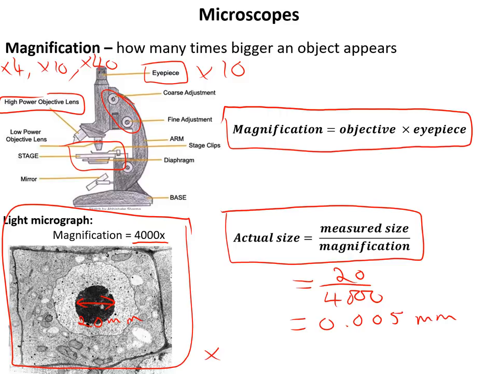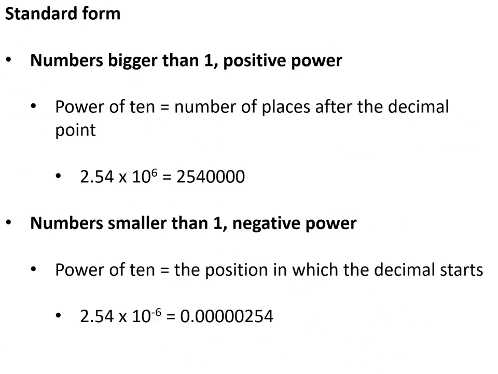We might want to times that by 1,000 to convert it into micrometers. So that would come to 5 micrometers. You need to be comfortable with numbers presented in standard form, which is a way of presenting very large or very small numbers in terms of powers of 10 like this. So something times 10 to the power of something.